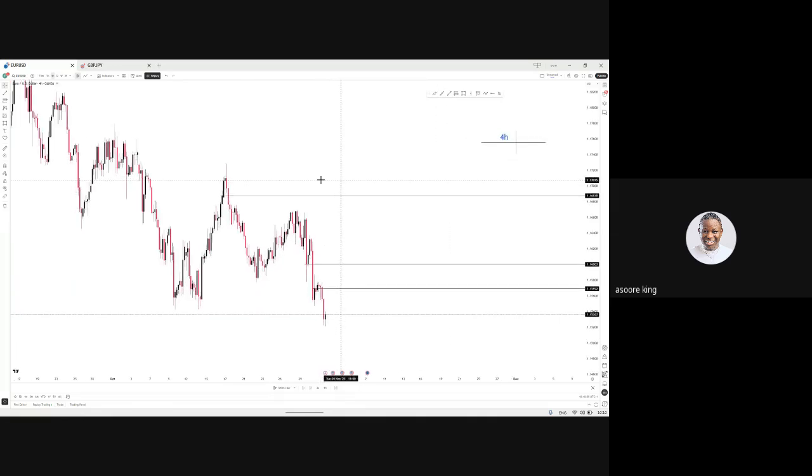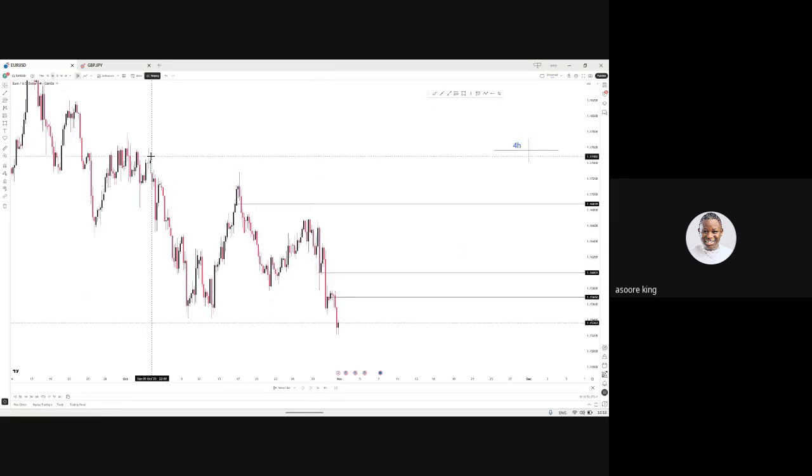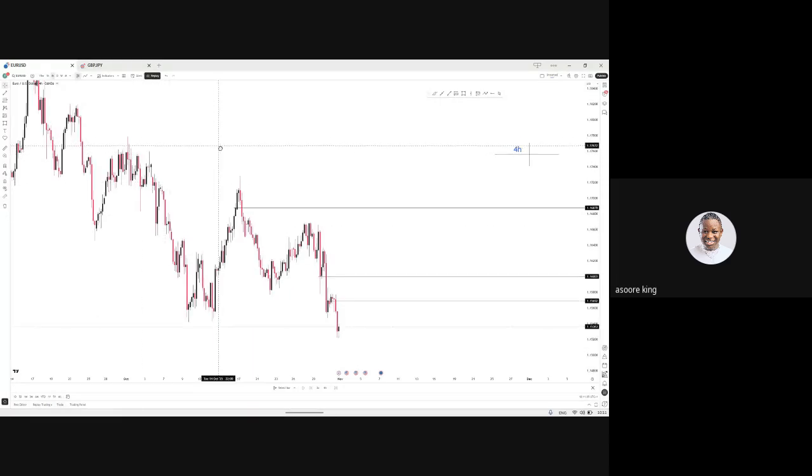Let me look for examples that will show you. Now, let's say you mark this resistance and you immediately tap in and sell at that place. Do you know if it will go above the level? It may go above the level and take you out. Some people may put their stop loss here and get taken out there, and the price crashes after. You'll feel bad.